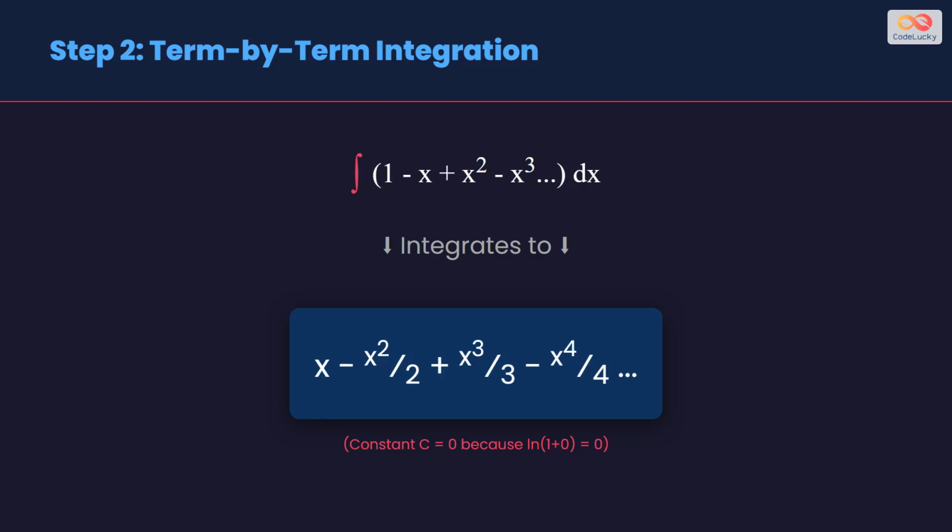Next, we integrate both sides of this new equation with respect to x. On the left, we get the natural log of 1 plus x. On the right, we integrate term by term using the power rule. 1 becomes x, x becomes x squared over 2, and so on. The constant of integration is 0.